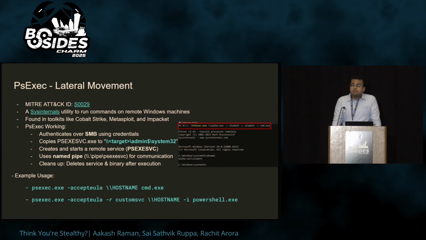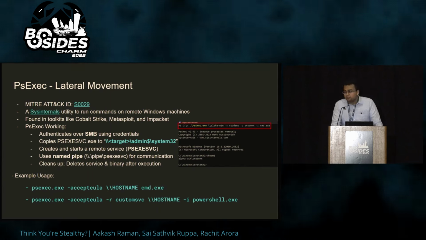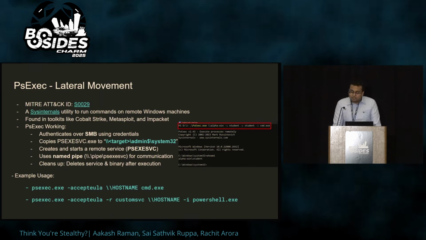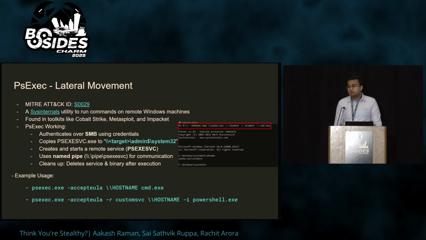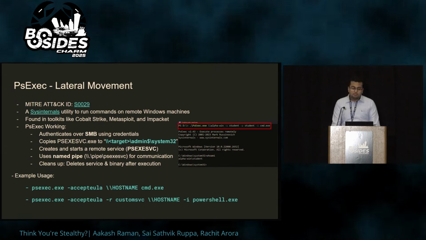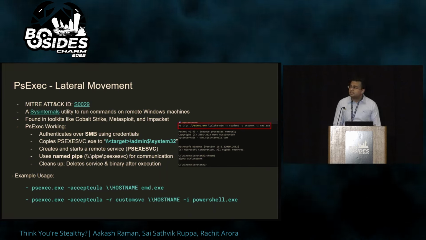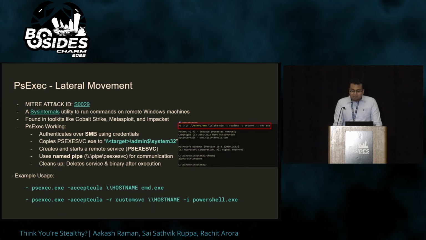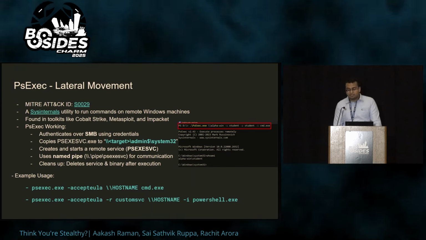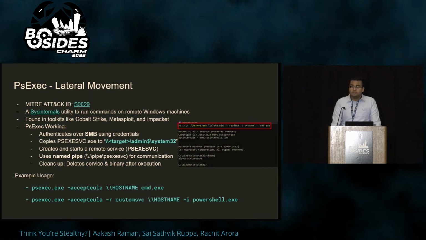So another popular tool that's normally used in many AD environments for lateral movement specifically is PsExec. It's mainly a Sysinternals utility tool to run remote Windows commands that administrators use if they want to remotely access a system. When PsExec is used laterally, MITRE assigns the ATT&CK ID S0029. It's also used by many of the C2 frameworks out there, like Cobalt Strike, as well as many offensive security tools like Metasploit and Impacket.